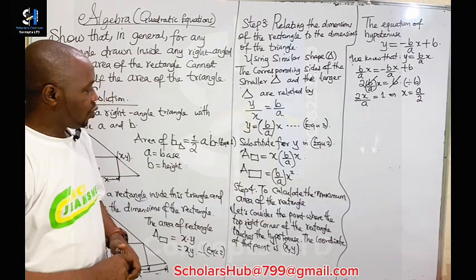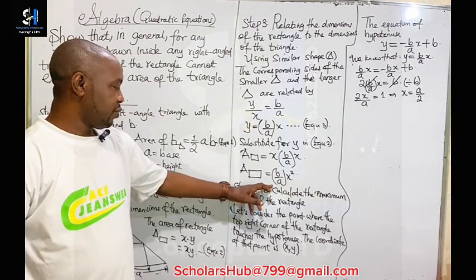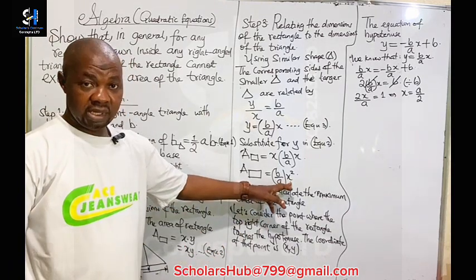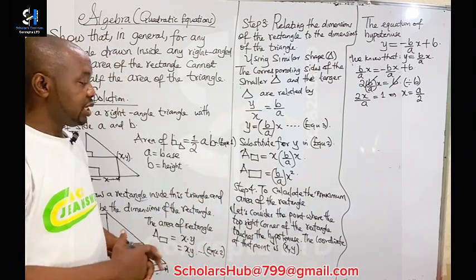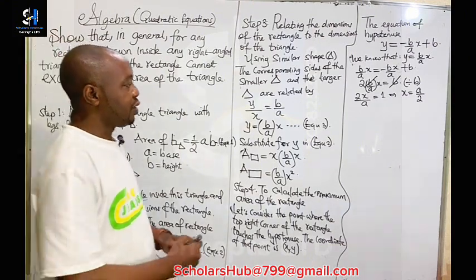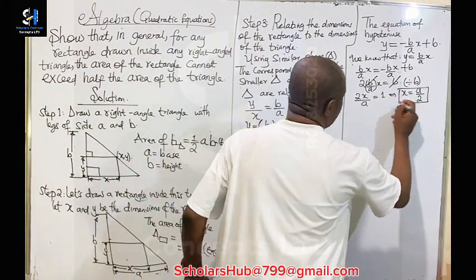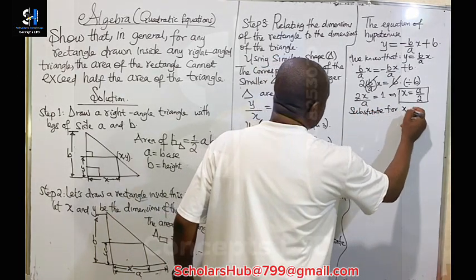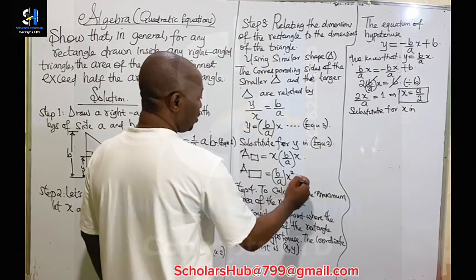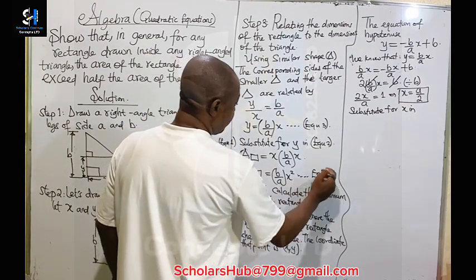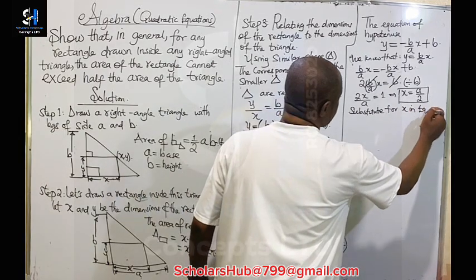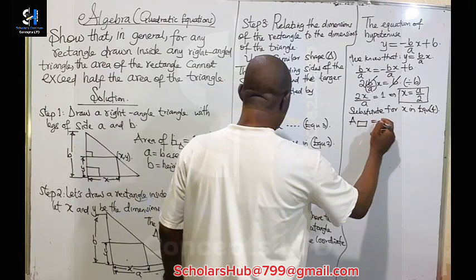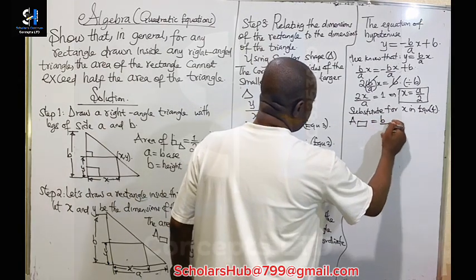Now, let's check what we have here. I said here that the area of the rectangle is b over a times x squared. So I'm going to bring that here and see what comes out of that. Now we can substitute for x in which equation? This is equation 4, I beg your pardon. So in equation 4, we have the area of the rectangle to be b over a.